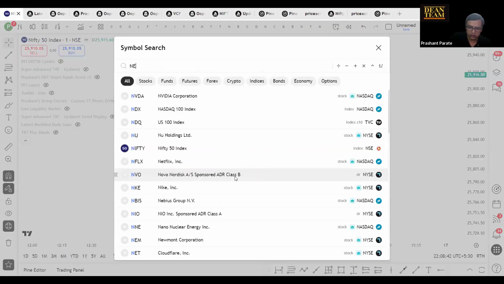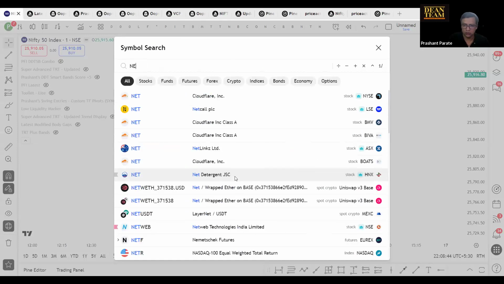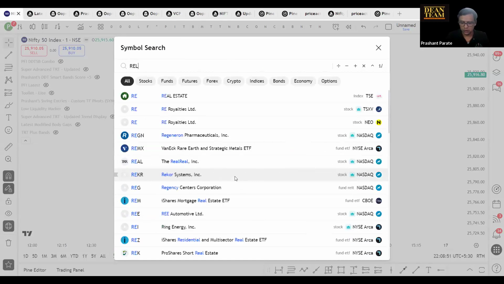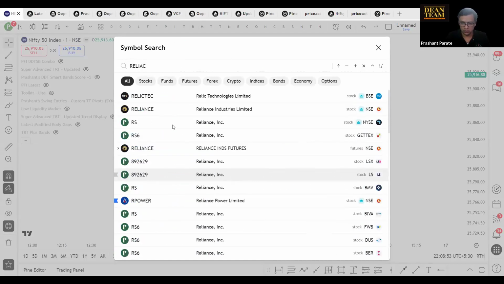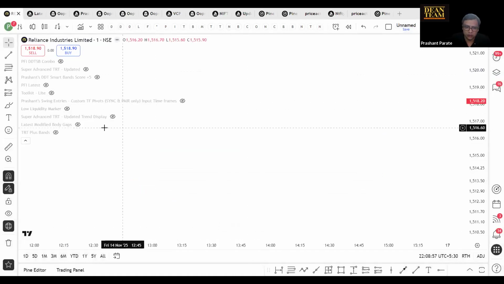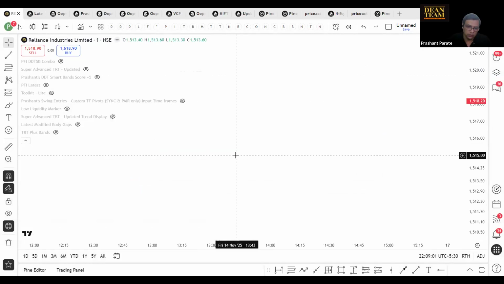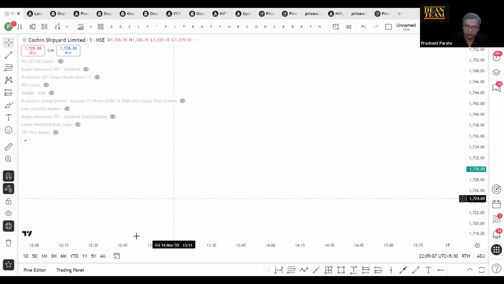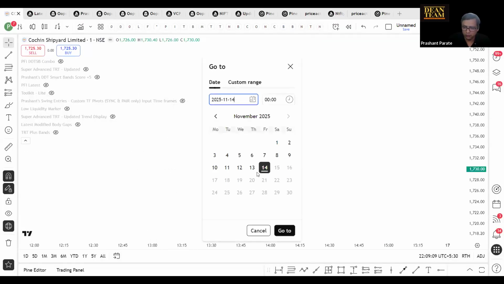Then change to any other stock instead of Netweb. Maybe some other stock. Let's check Reliance. If you want to check Reliance, you can use this. Or maybe some other stock like Cochin Ship. Small cap.